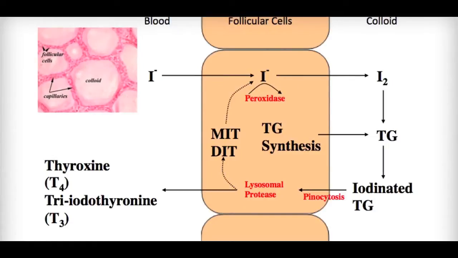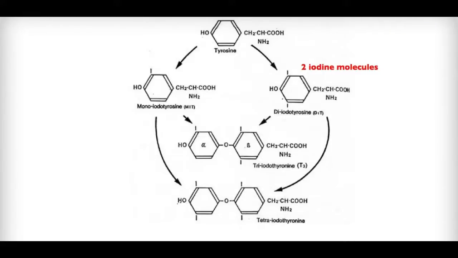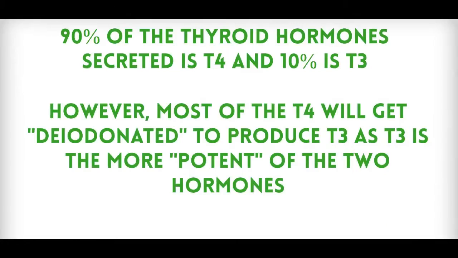And you notice, remember in the diagram, there's MITs and DITs. That stands for monoiodotyrosine, and the DIT stands for diiodotyrosine. So that's when you have the single iodines and the double iodines. But the T3 and the T4 are the ones that get released into the bloodstream. So as you can see here, that's T3, and then this is T4. As you can see, T3 has 3 little iodines, and T4 has 4 iodines attached to the tyrosine amino acid residues.